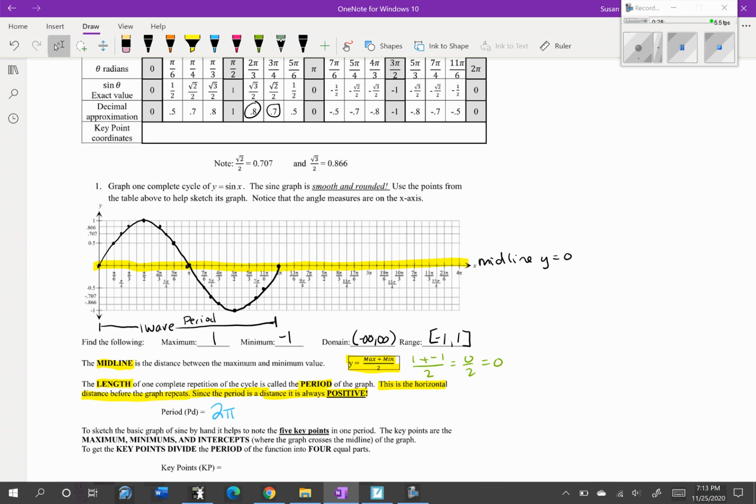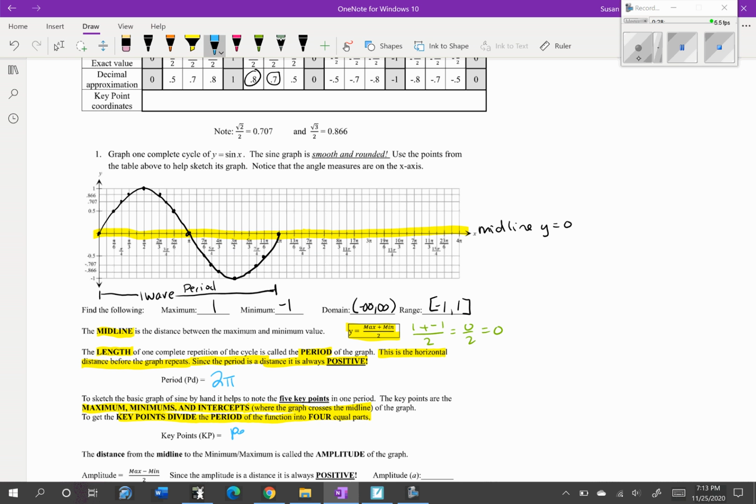And to sketch the basic graph, it helps to note the 5 key points in one period. The key points are the maximum, minimums, and the intercepts of the graph, or where the graph crosses the midline. So to get the key points, you divide the period of the function into 4 equal parts. So it's the period divided by 4, which in this case would be 2 pi over 4, which gives us pi over 2.